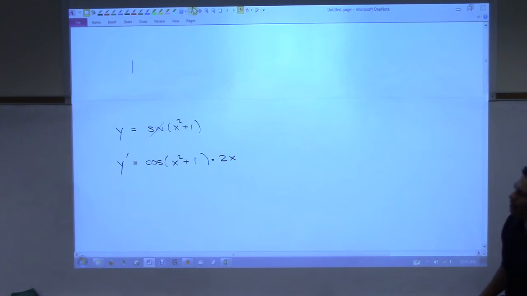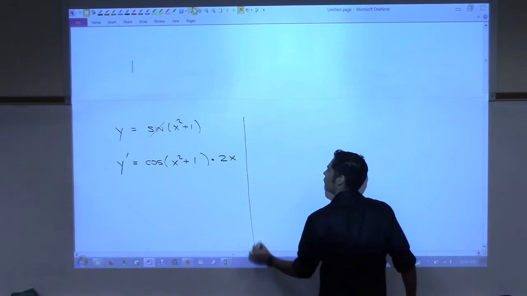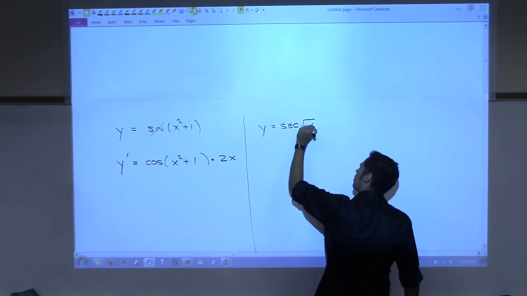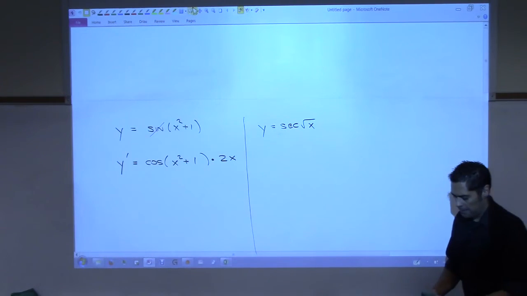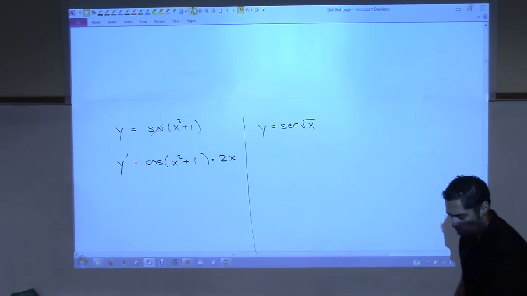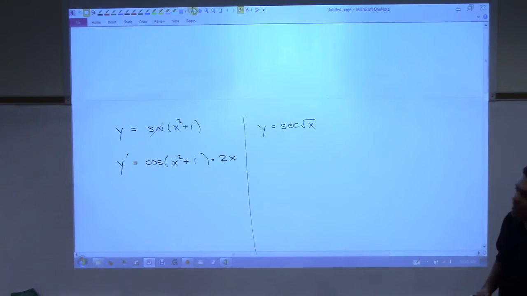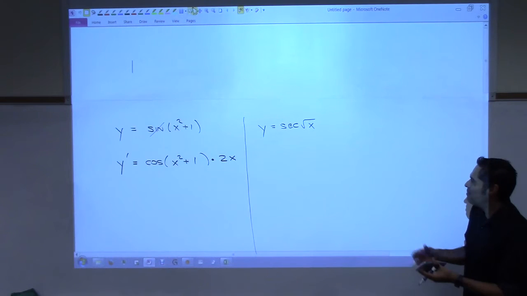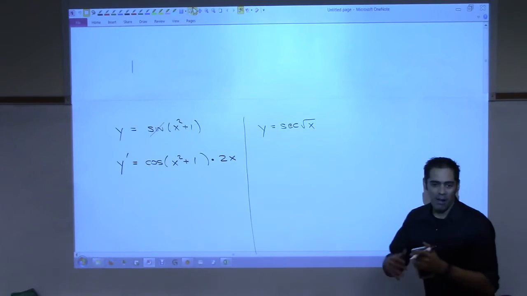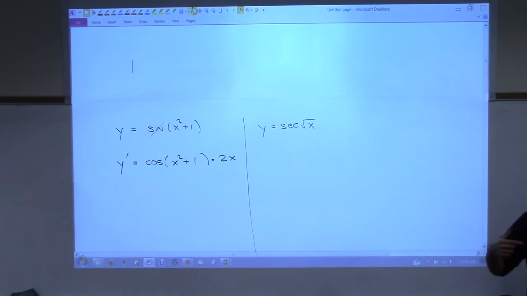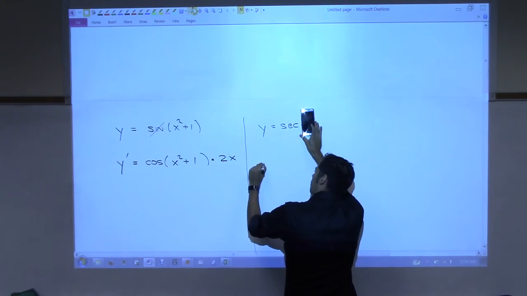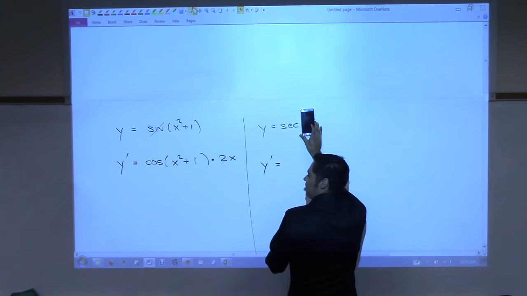All right, next example. Y equals secant root x. For this one, I'll use my phone. You can use anything you want. That's the beauty of this. You can use your finger, it doesn't matter. So I have an outer layer and an inner layer. The outer layer here is secant, right? So I'm going to put my phone right there, and I'm going to ask you, what is the derivative of secant of my phone?